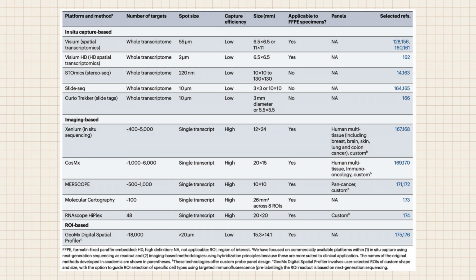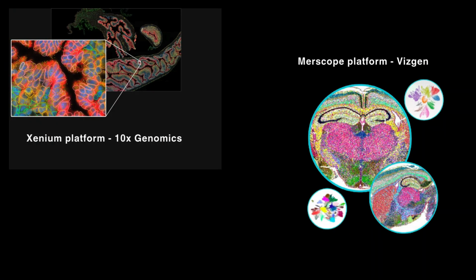In addition, there are other types of spatial transcriptomic technologies, such as image-based and region of interest-based approaches. A representative example of image-based technology is Xenium and Merscope. Xenium allows for the immediate imaging of highly detailed RNA and protein information, offering fast integrated analysis, while Merscope provides high-resolution visualization and quantification of RNA transcripts within tissues.